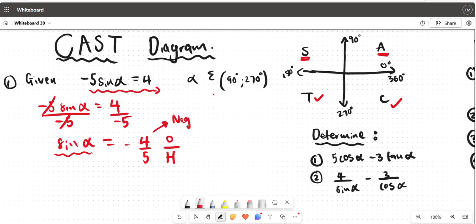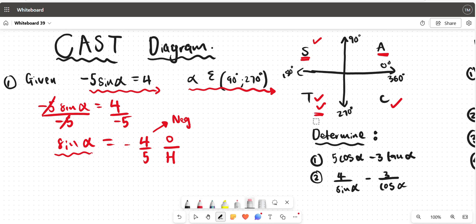Then another thing we look at is the range that is given there, and that gives us the next clue. This range tells us that alpha is between 90 and 270. So it tells me that it's in this quadrant and this quadrant, because that's the range from 90 all the way to 270. Now that I have two ticks established, that's where my diagram needs to go. So let me draw my diagram in there.